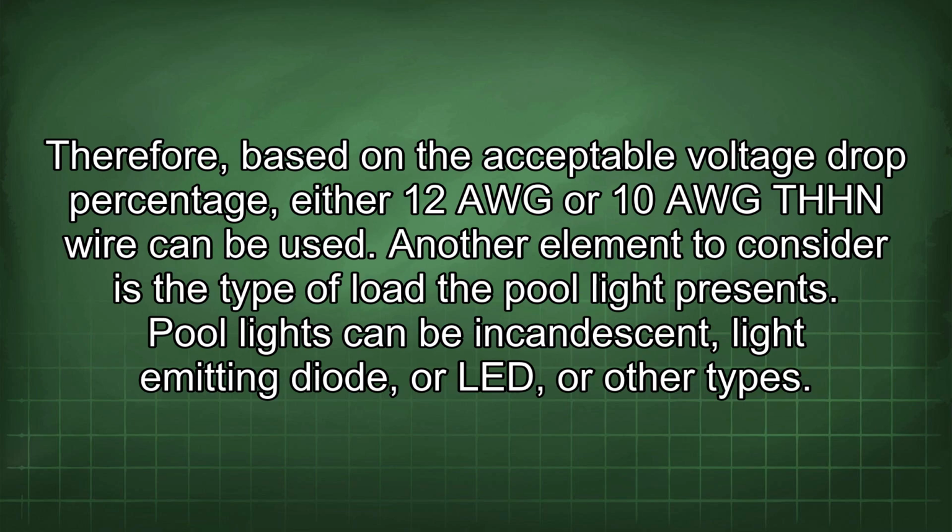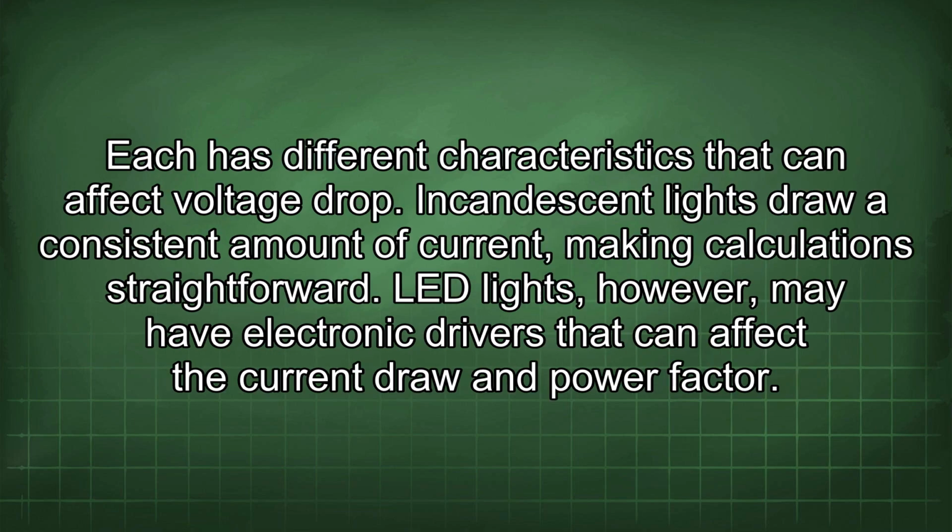Another element to consider is the type of load the pool light presents. Pool lights can be incandescent, light-emitting diode, or LED, or other types. Each has different characteristics that can affect voltage drop. Incandescent lights draw a consistent amount of current, making calculations straightforward.